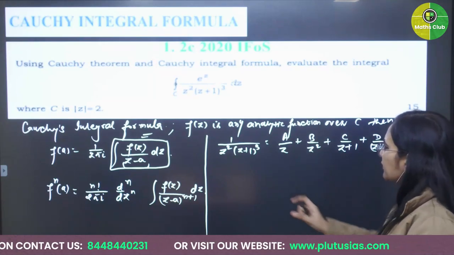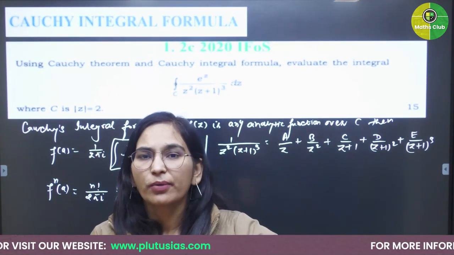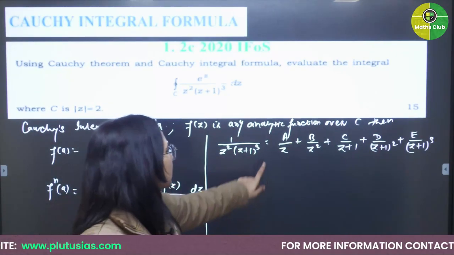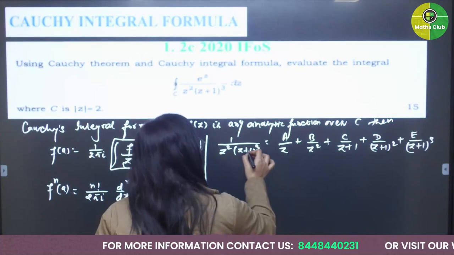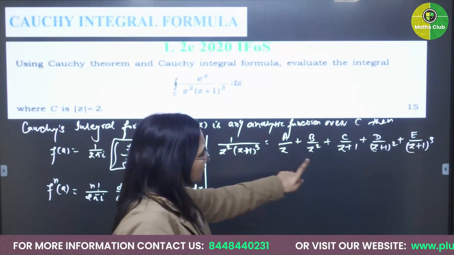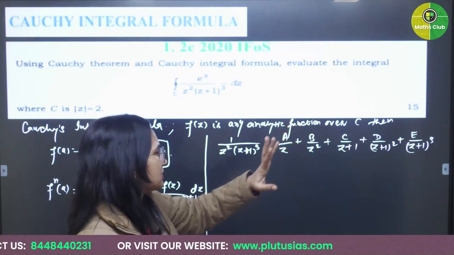Always keep in mind, whenever you are doing partial fraction, you increase power by power. You cannot directly write a by z square plus b by (z plus 1) cube. No, all the factors would be involved. All the factors would be there. And now you need to find out the values of a, b, c, d, e.